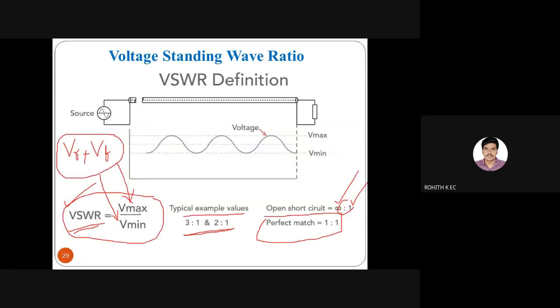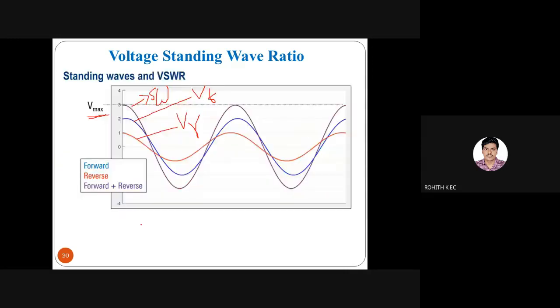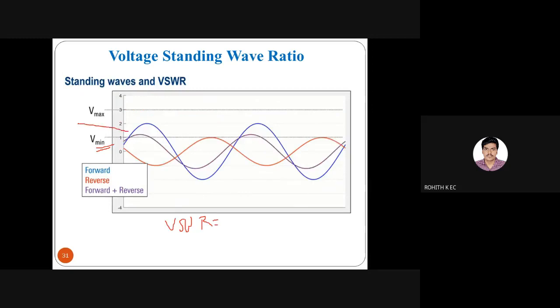I just told you in this slide, VSWR is Vmax by Vmin of the standing wave. The standing wave Vmax is 3 volts. The standing wave Vmin is 1 volt. So what will be the VSWR value in this scenario? Can someone comment in the chat box?